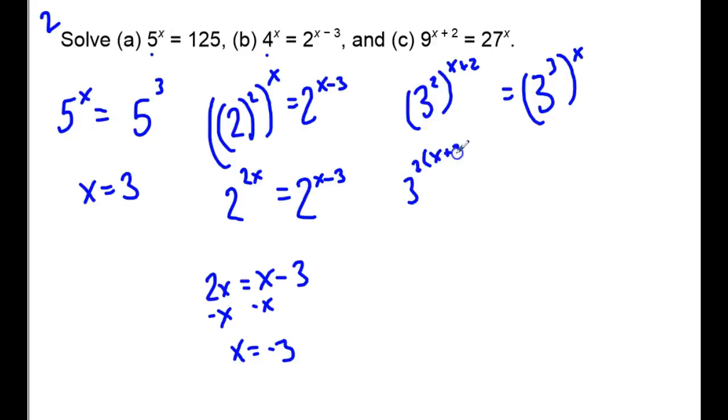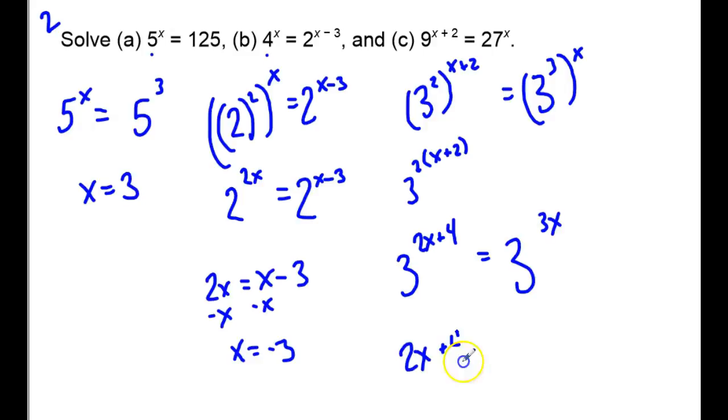So I've got my x plus 2 in parentheses, which ends up giving me 3 to the 2x plus 4 equals, and then this becomes 3 to the 3x. So now that my bases are the same, again, I set my exponents equal, and I solve. Since I have x's over here already, I'm going to just subtract 2x from both sides. So I end up with 4 equals x.